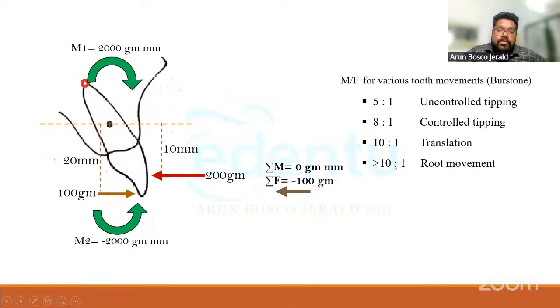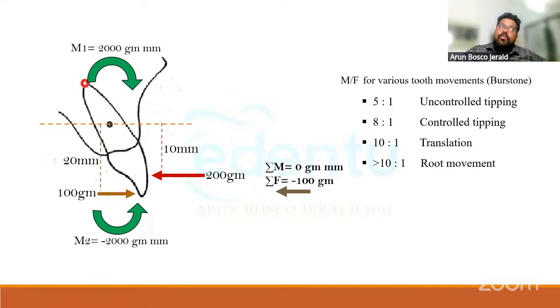If the value is more than 10, it means the counteracting moment is more than 10 times of this force. That means the counteracting moment will be more than the actual moment. So opposing root movement will happen, and that will create root torquing. So that's about this moment to force ratio.